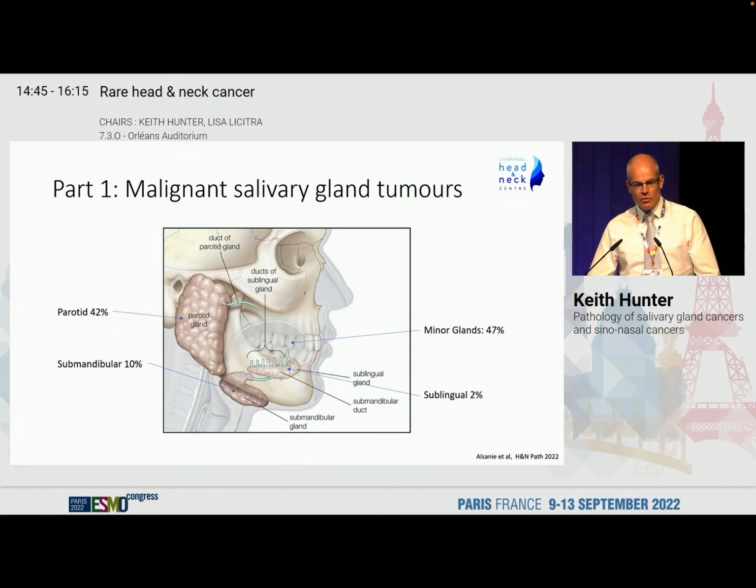So in part one, we're going to very briefly discuss malignant salivary gland tumours. And of course, I'm sure you're very well aware that there are three pairs of major salivary glands, the parotid, the submandibular gland, and the sublingual gland. And particularly, salivary gland neoplasia is dominated by the parotid.